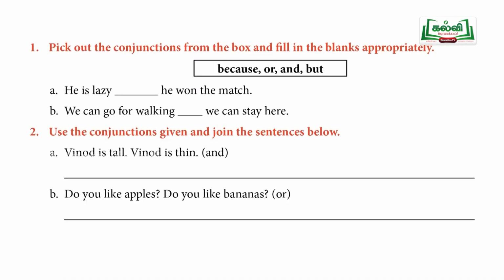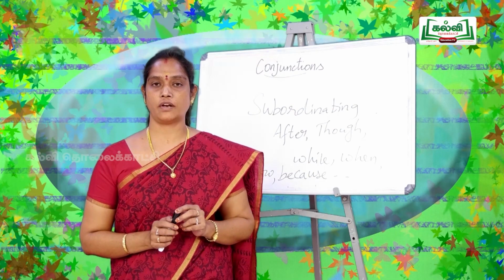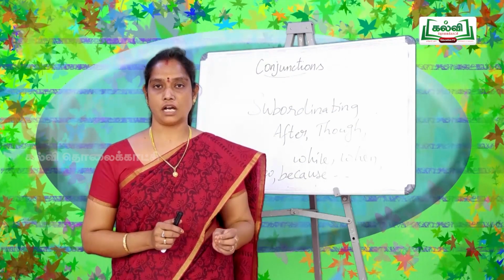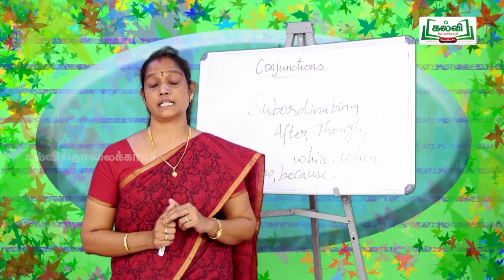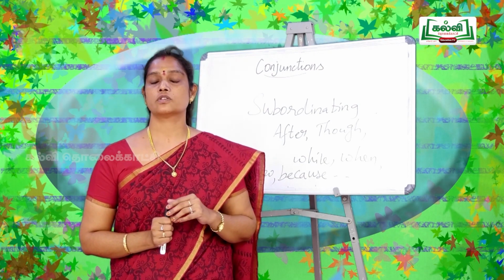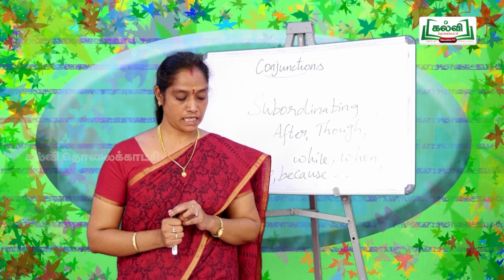And then the second question, two sentences are given, you have to connect them. Vinod is tall, Vinod is thin. Both sentences talk about Vinod. So you have to write Vinod is tall and thin. And then the second one, B. Do you like apples? Do you like bananas? So do you like apples or bananas?